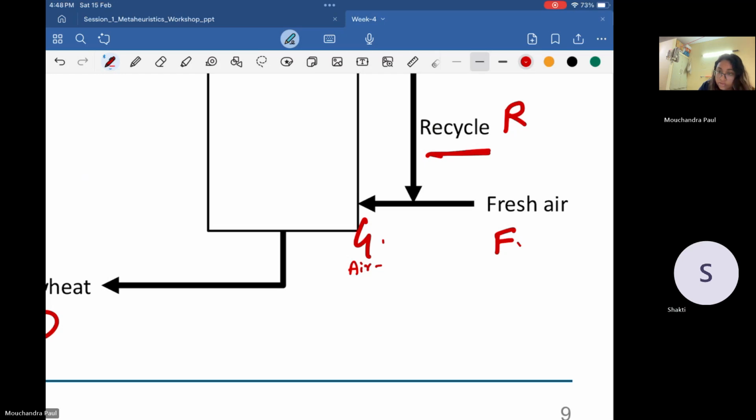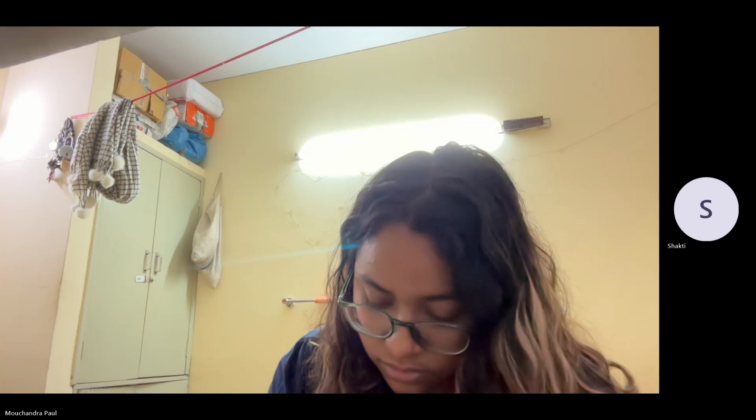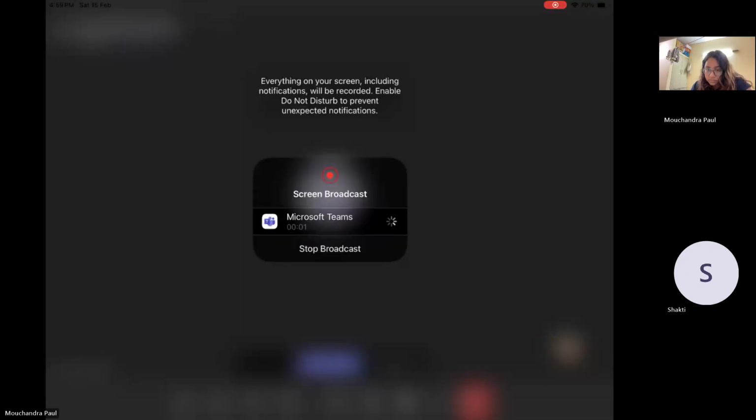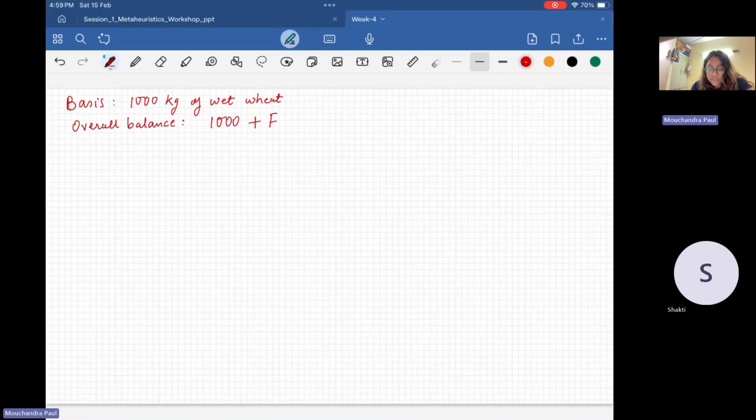Screen is not... Yes, you are not able to see my screen. Yeah. Let me reshare, okay? Are you able to see my screen now? Yeah. Now it's okay?